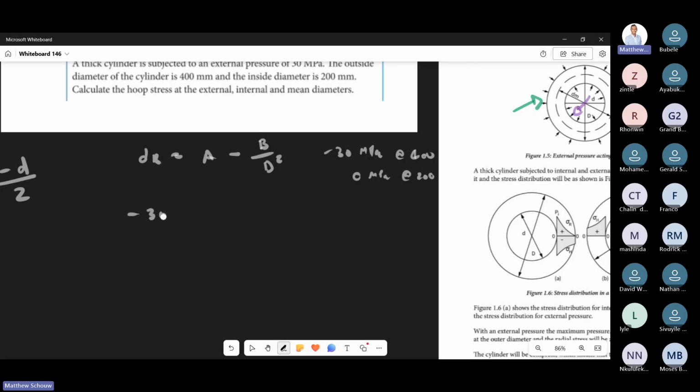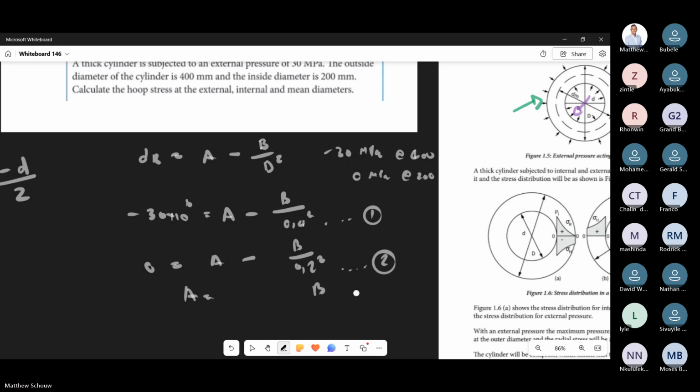So we know that's minus 30. That's A, which is the longitudinal stress, which is not shown there. We have B, and then we know that's at 0.4 squared. Equation number 1. Equation number 2, 0 equals A minus B over 0.2 squared. Equation number 2. Can I have my A and B constants, please?